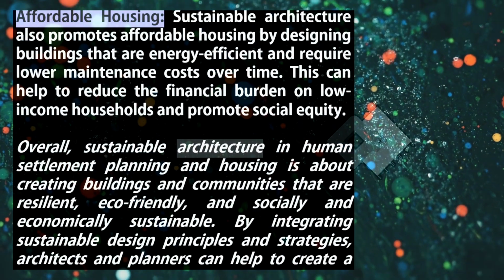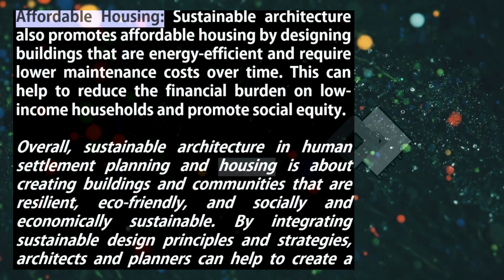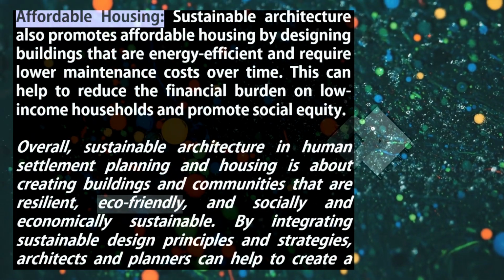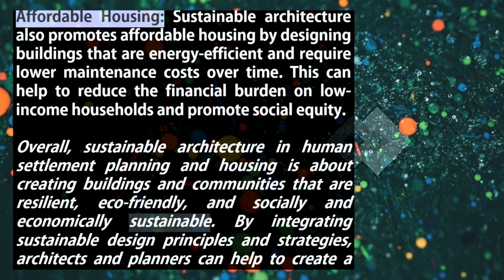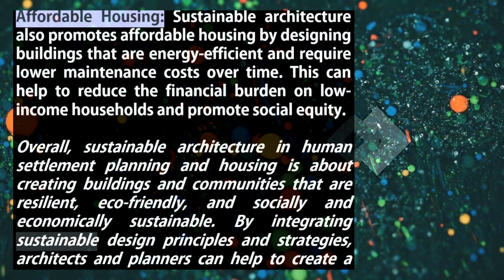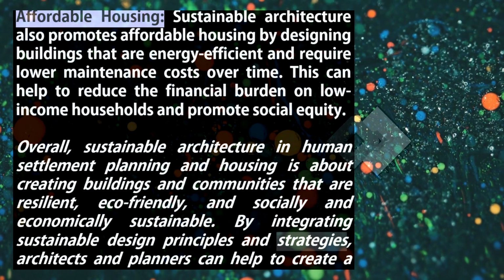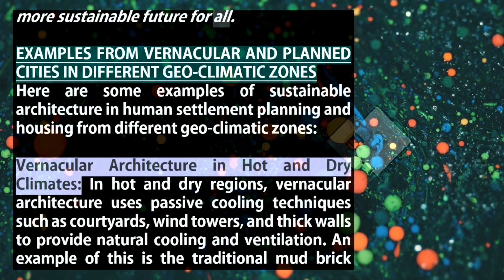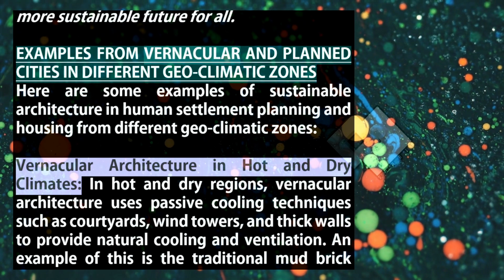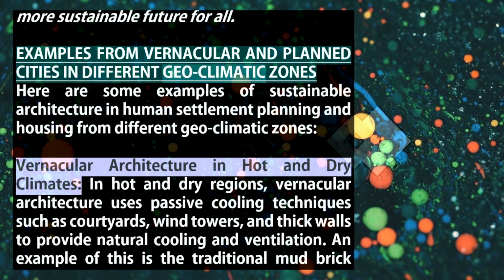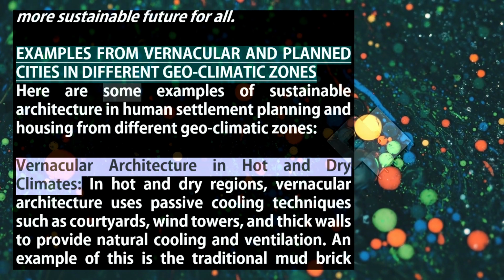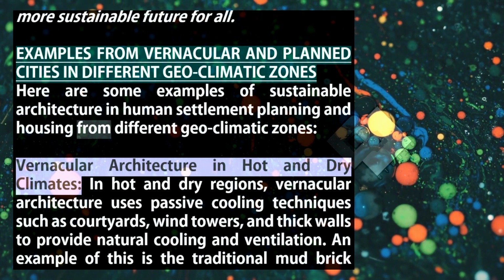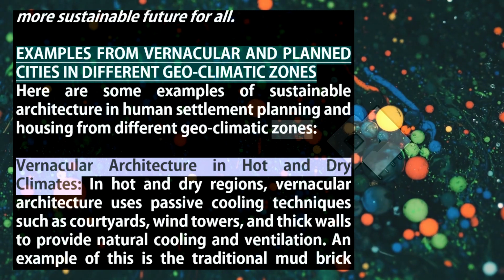Overall, sustainable architecture in human settlement planning and housing is about creating buildings and communities that are resilient, eco-friendly, and socially and economically sustainable. By integrating sustainable design principles and strategies, architects and planners can help to create a more sustainable future for all. Examples from vernacular and planned cities in different geoclimatic zones. Here are some examples of sustainable architecture in human settlement planning and housing from different geoclimatic zones.